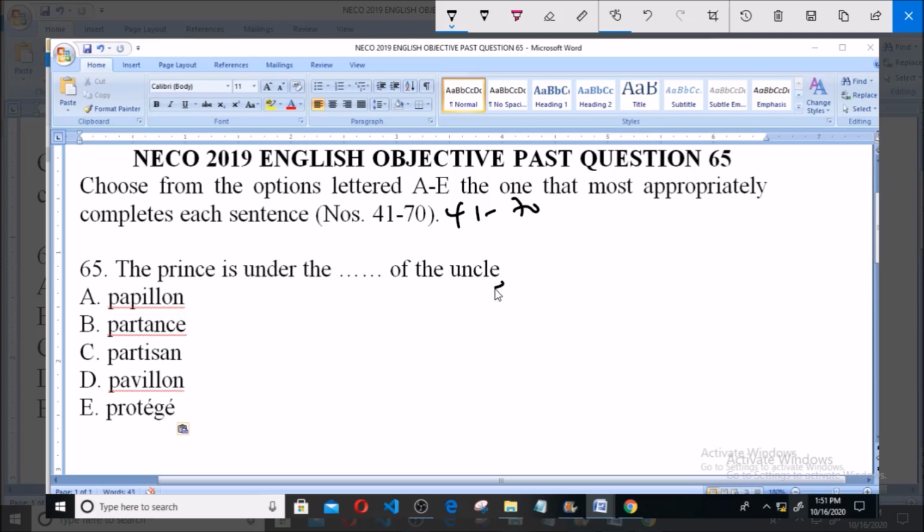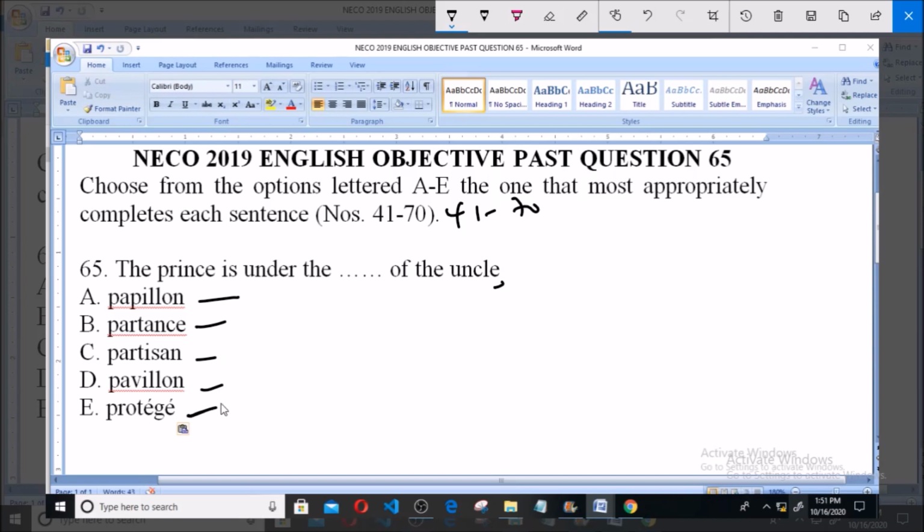The statement under question number 65 says: the prince is under the dash of the uncle. The prince is under the dash of the uncle. Option A says papillon. Option B says patterns. Option C says partisan. Option D says pavilion. Option E says protege.